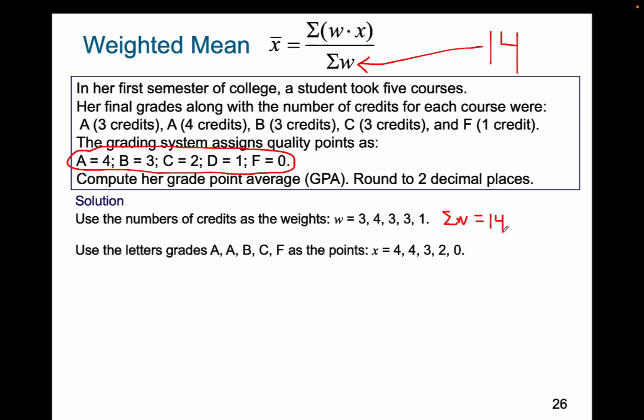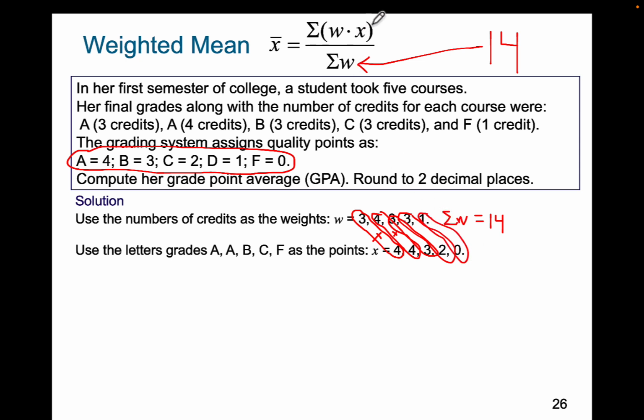And now to find the numerator, we're going to have to pair up, for example, this 3-credit class right here, she got an A in that one. That was this right here. So this right here would be one of our W times X. This 4, we're going to have to multiply with this 4. We're working on our numerator, W times X. So we multiply the 3 times this 3, this 3 times this 2, and this 1 times this 0.